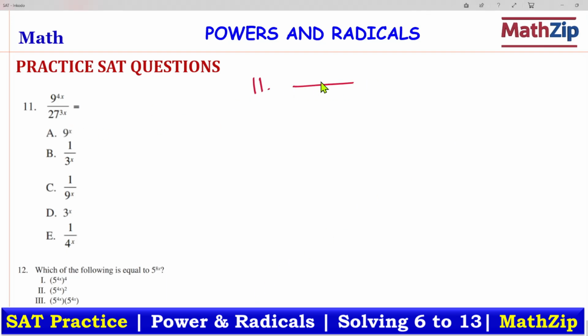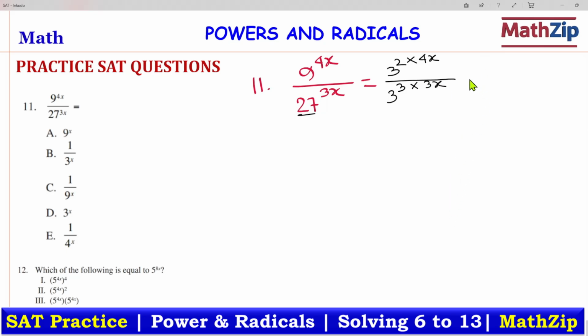Here is 9 to the power 4x and 27 to the power 3x. So we need to simplify this one. How? We can write this 9 as 3 square, and times 4x. Similarly, this 27 we can write 3 cube and here is times 3x.